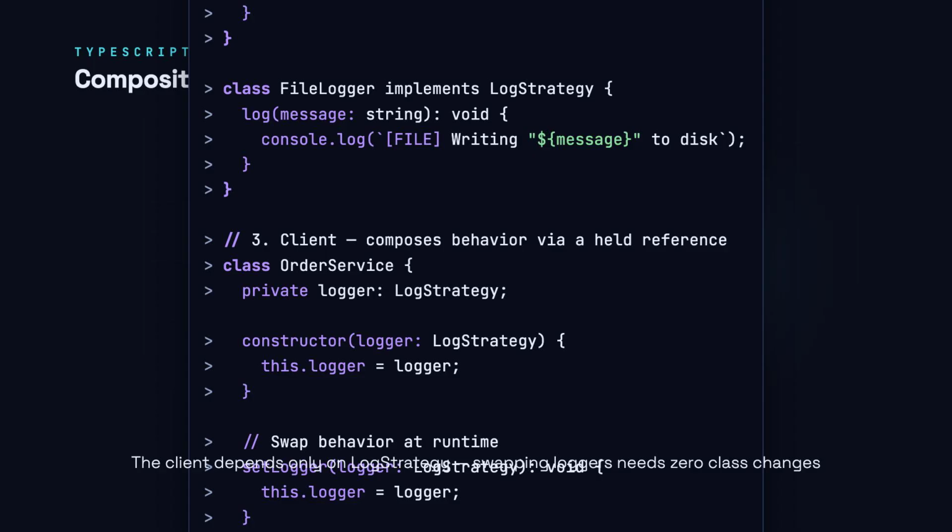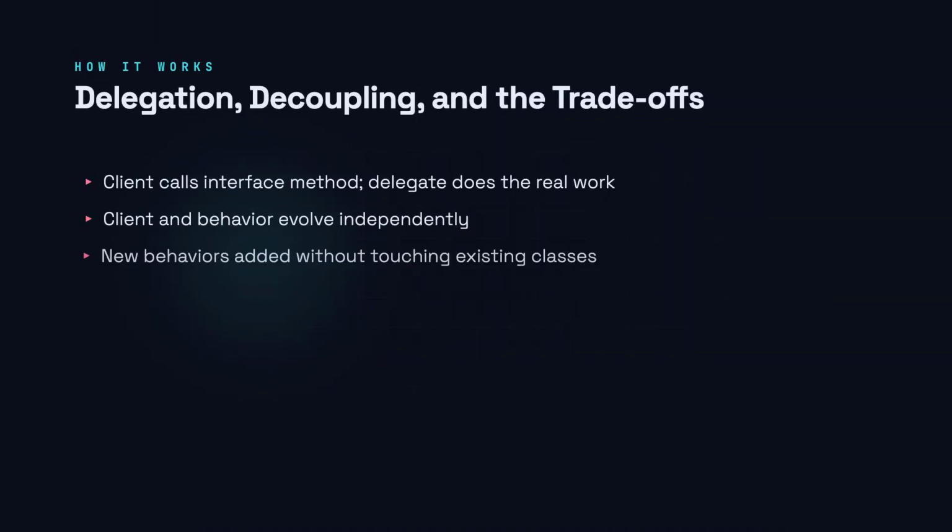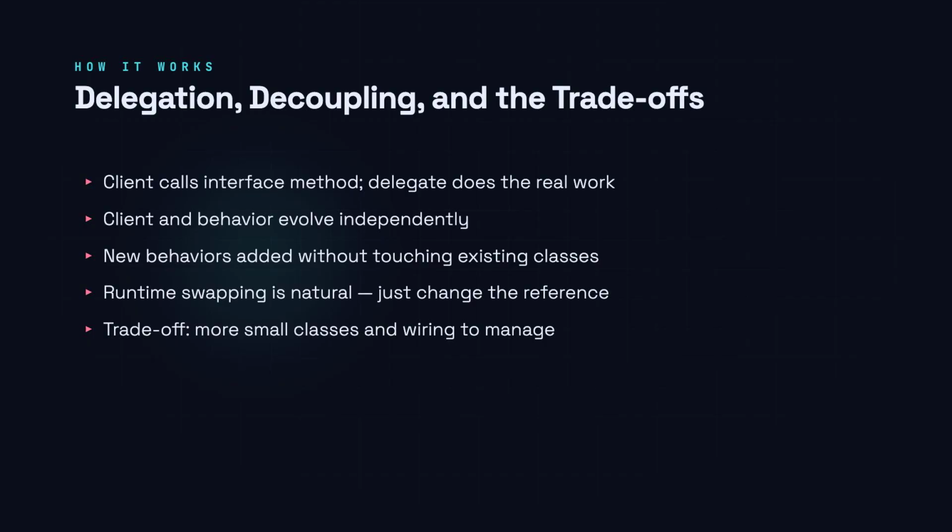At the bottom, we wire everything together. We create an order service with a console logger, place an order, then swap to a file logger, and place another. Order service never changed, yet its behavior is completely different. At runtime, when the client calls a method on the interface, execution jumps to whichever concrete class is currently assigned. That jump is called delegation.